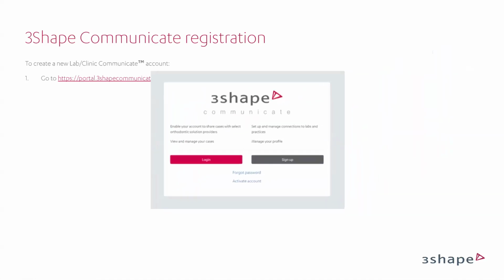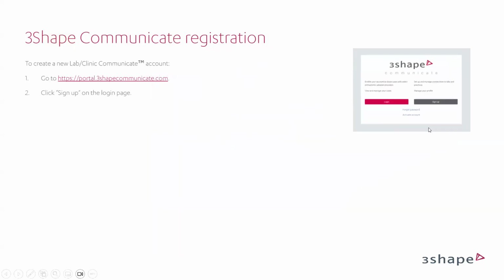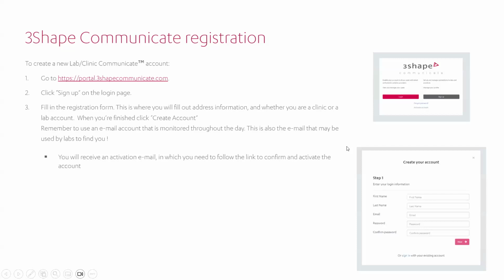So let's check how it looks when you're opening this website as well. You can see that you click to sign up on the login page. The first thing you should do is fill in the registration form, inputting your address information, your clinic name, or choosing whether it's going to be a clinic account, lab account, whatever. When you've finished, you click create account.